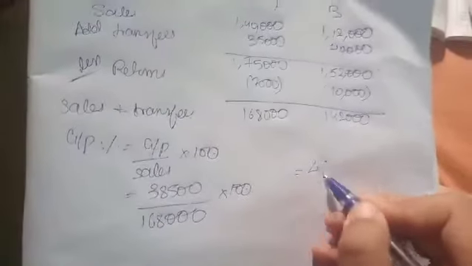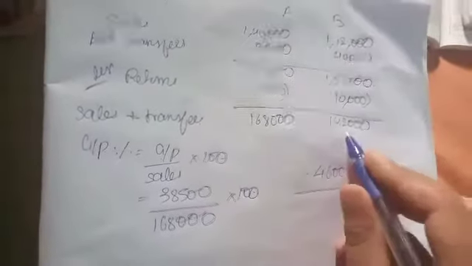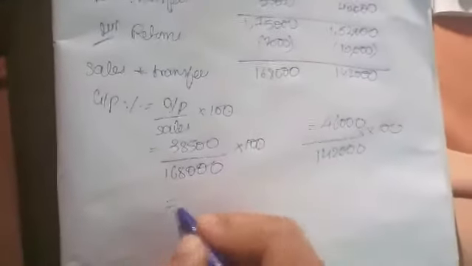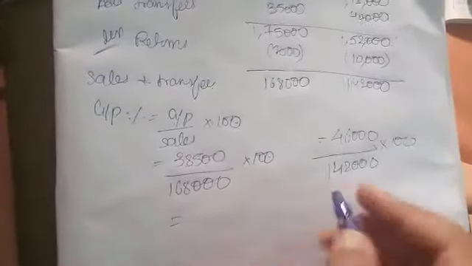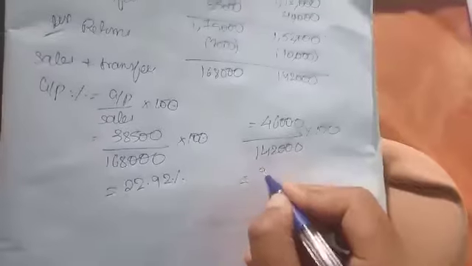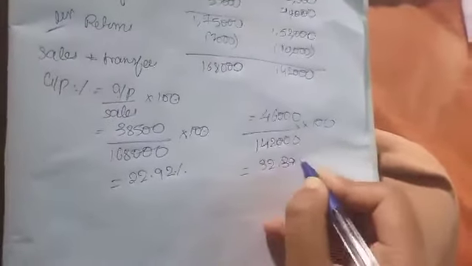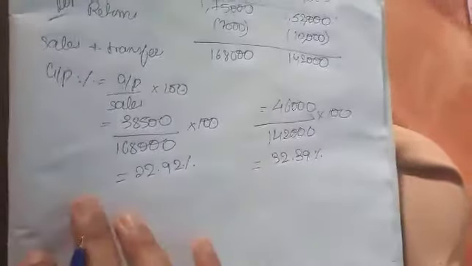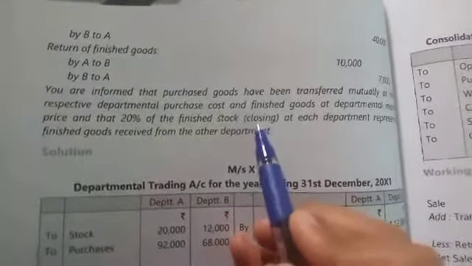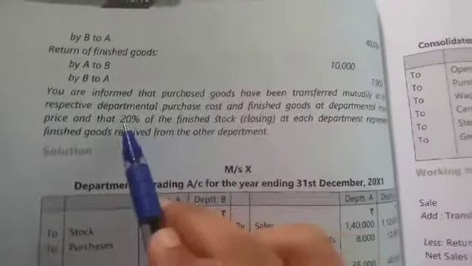So what is the gross profit for B? It is 46,000. So 46,000 divided by the sales, 1,42,000 into 100. So what is the gross profit percentages? 22.92 percentage, and for this 32.39 percentage.